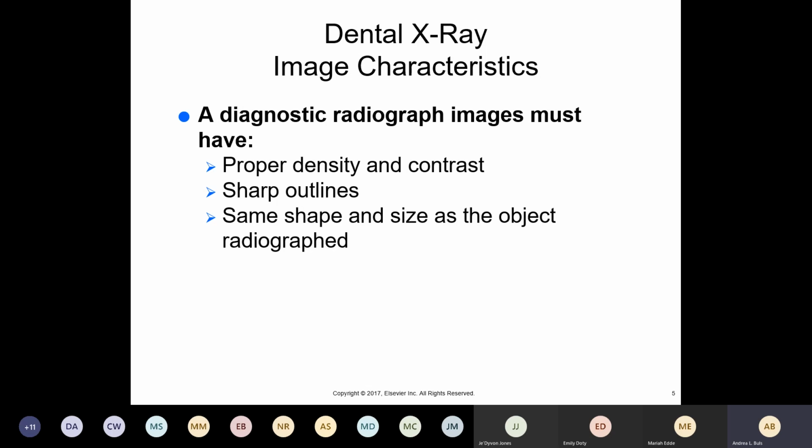So to have a diagnostic radiograph, we must have proper density and contrast. We want to have sharp outlines. We don't want it to be blurry. And we also don't want a lot of distortion. We don't want things all wonky and stretched out really long or really short. So we want things to be the same shape and size as they appear, or as close as we're able to duplicate that.